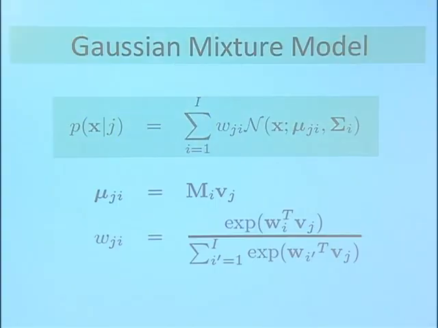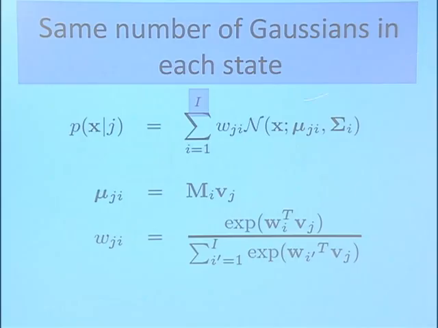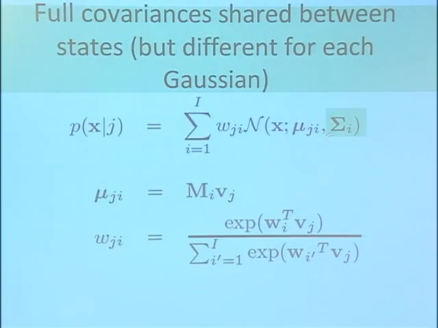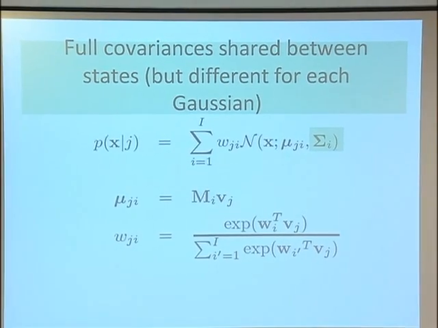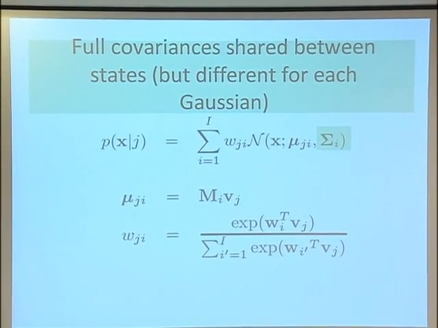This is just a pretty standard equation for a Gaussian mixture model with a couple of special things. One is each mixture for each J has the same number of Gaussians in it, and there's this one-to-one correspondence thing. Another thing is that the variances are all the same. They don't vary with the state; they do vary with the I, with the Gaussian index.